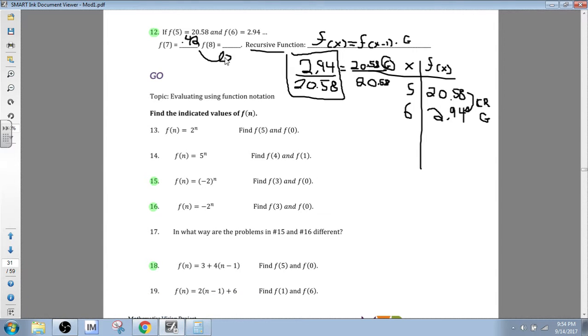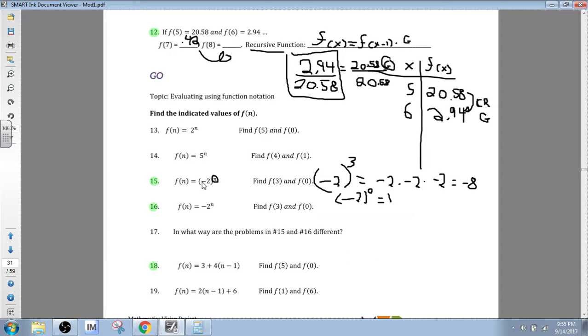I'll do it again to find your 8. So for 15, it wants us to find f of 3 and f of 0. So to find f of 3, I plug 3 in for n. There's my n. So this is negative 2 cubed, which would be negative 2 times negative 2 times negative 2, which would be a negative 8. We would then do it for 0. Negative 2 to the 0 power, well, anything to the 0 power is 1.